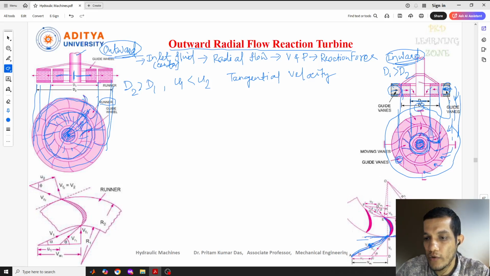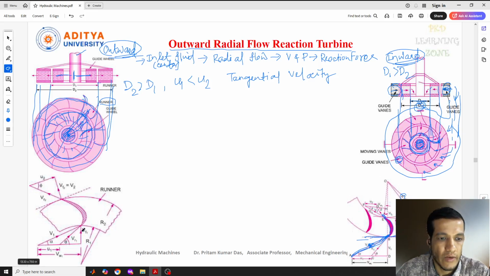So the outer diameter here, R1 is there. Here the outer one was D1. So here you can see the radius of this is more. That means R1 is more than R2 because our D1 is more than D2. So here, this is our inlet of the fluid and this is the outlet of the fluid.